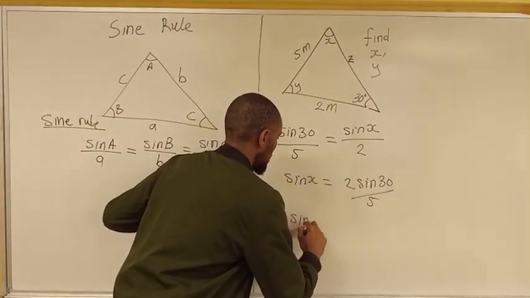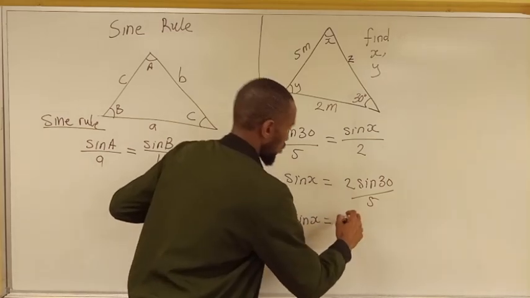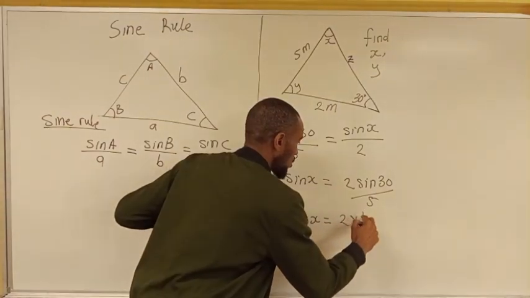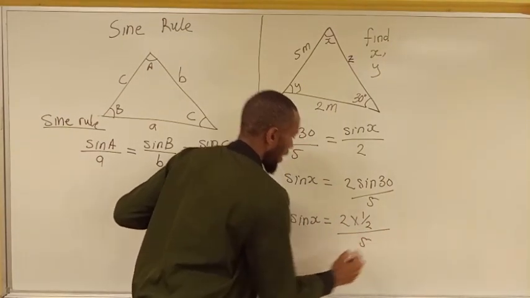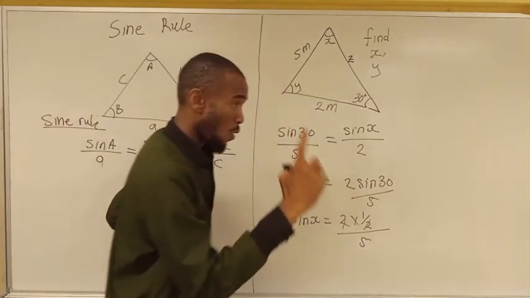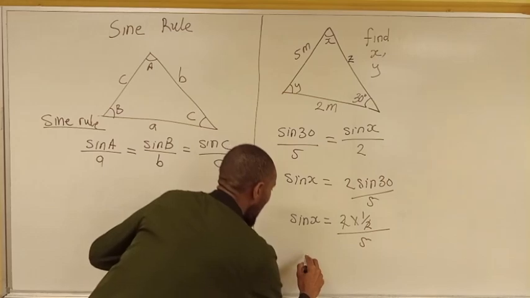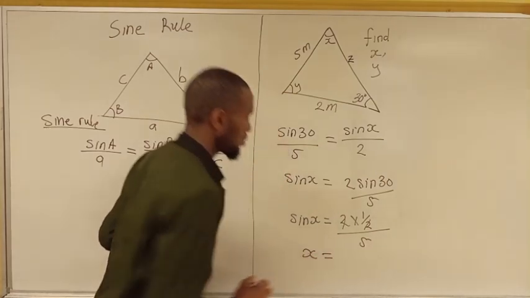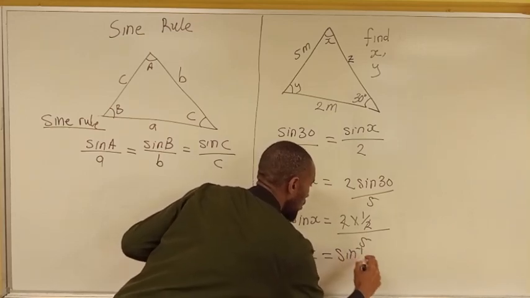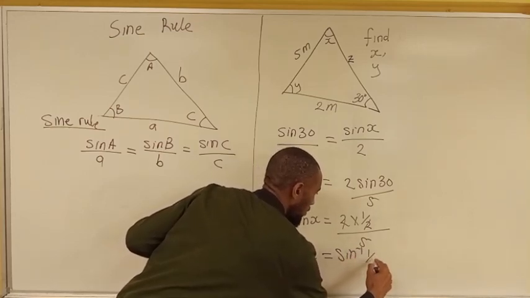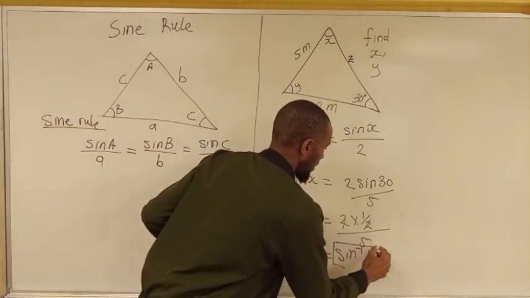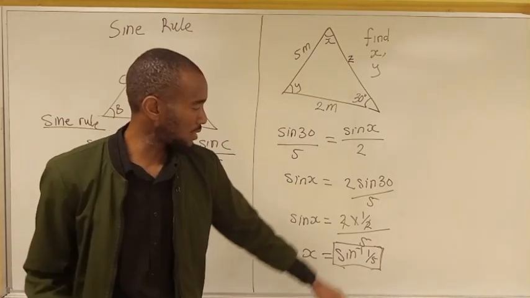So sine x is equal to 2 times 1 over 2 all over 5. This into this will give me 1, so that x is equal to the sine inverse of 1 over 5. The sine inverse of 1 over 5. Just hope you can see this.